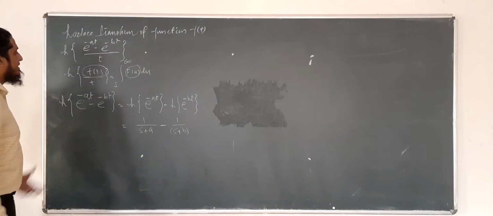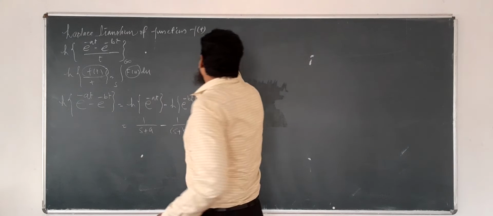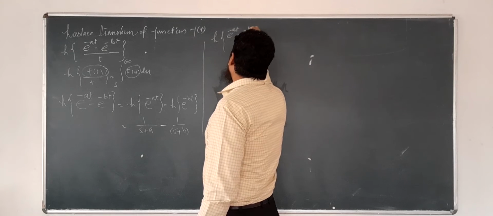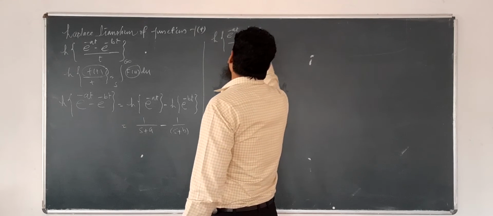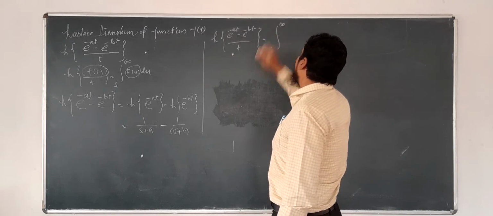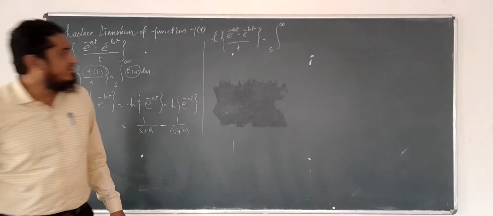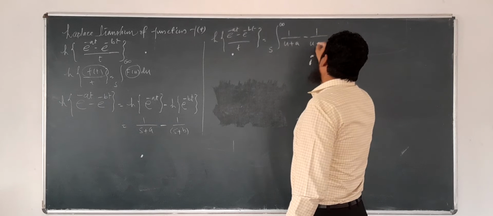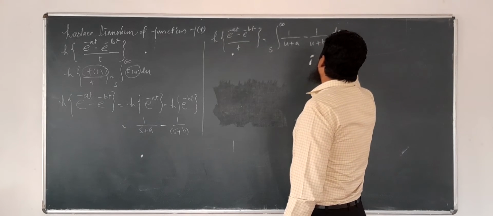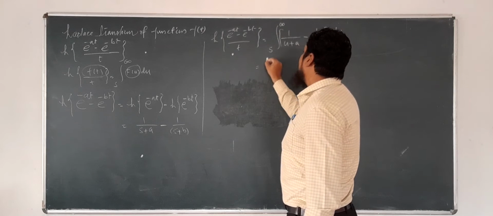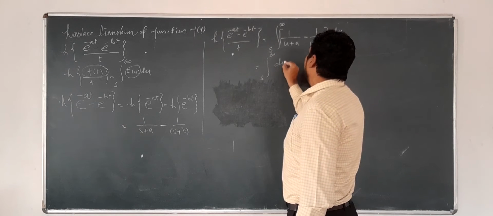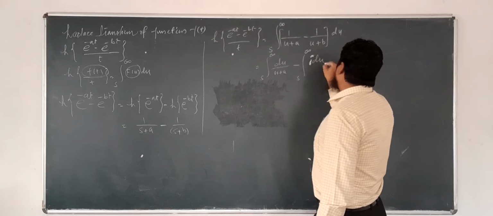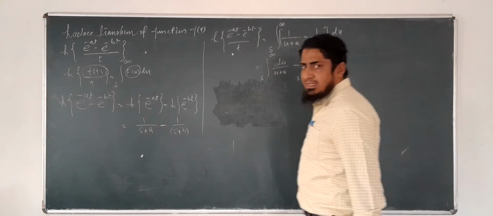Yes. And after putting this in the Laplace transform of (e raised to minus at minus e raised to minus bt) upon t, we will get integration from s to infinity of the Laplace transform of this function, meaning 1 upon u plus a minus 1 upon u plus b du, and we can write it as integration from s to infinity of du upon u plus a minus integration from s to infinity of du upon u plus b. Correct?